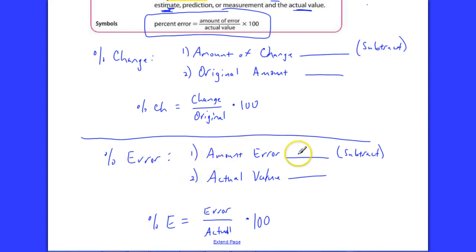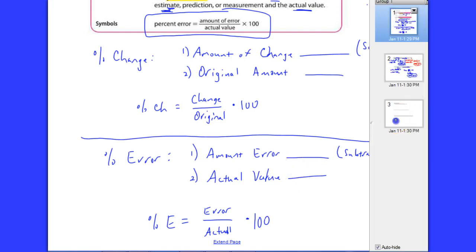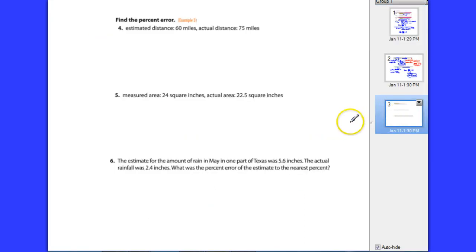And to find the percent of error, we have to figure out how much error was there and what was the actual value before the error, or if someone were to guess perfect. So let's look at some examples.